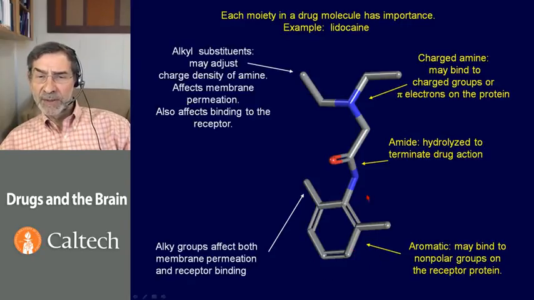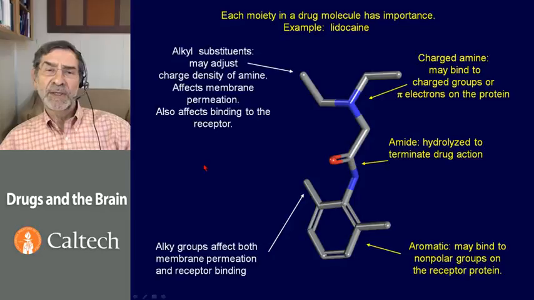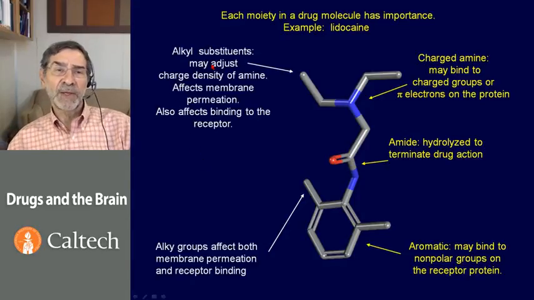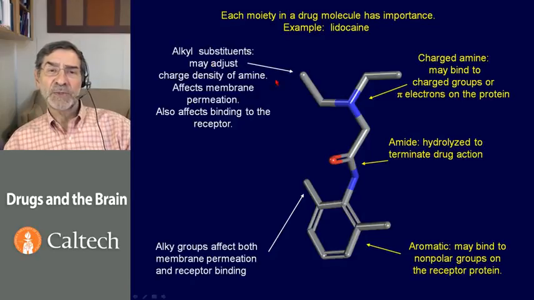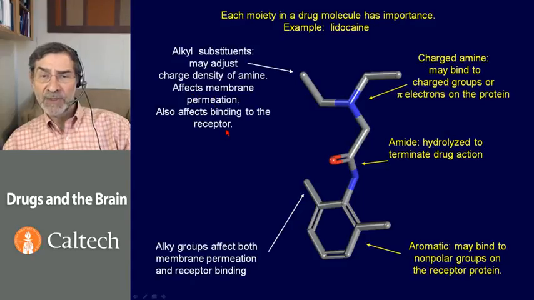Most drugs like lidocaine have aromatic groups which can bind to nonpolar groups on the receptor protein. In addition to these moieties, medicinal chemists tune up the function of a molecule by adding substituents such as alkyl groups. Here are 2 ethyl groups on the amine. This affects the charge density, which in turn affects membrane permeation and binding to the receptor.